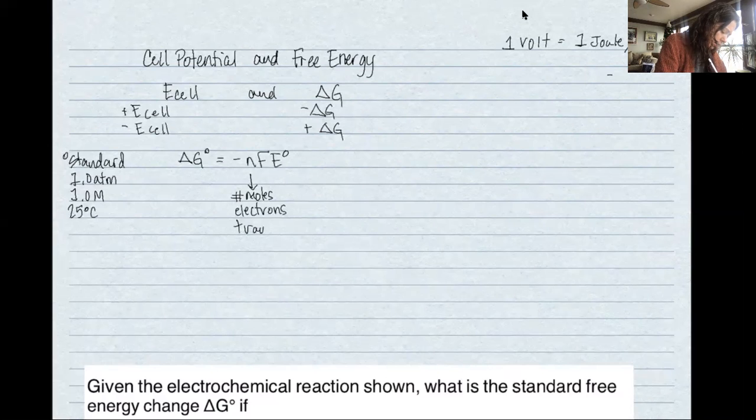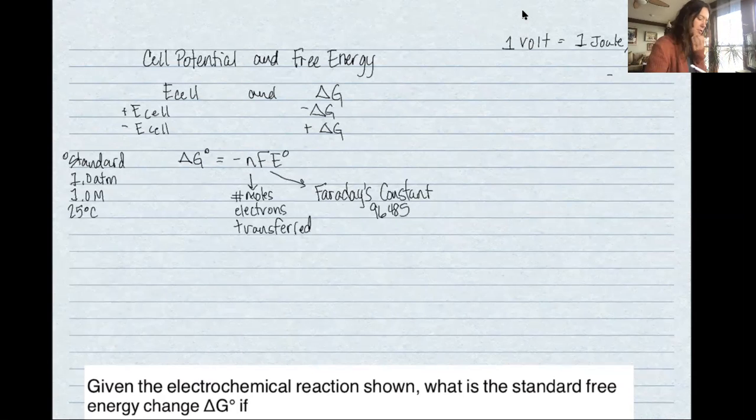And F is Faraday's constant. That is 96485. Some people say 96500. Just use whatever you're given. Coulombs.